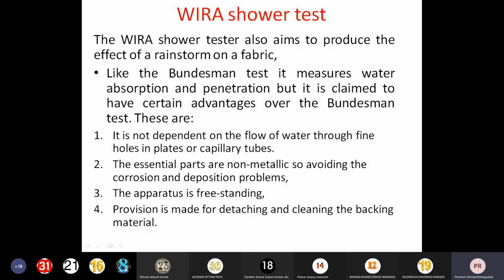And the apparatus is freestanding and does not depend on any major plumbing and electrical fitting. So this is the advantage. So we will see this instrument tomorrow.